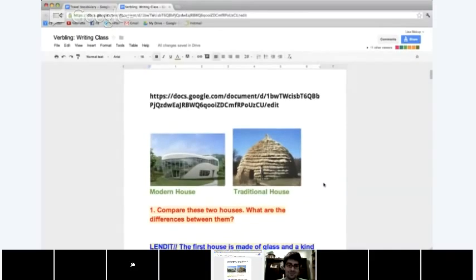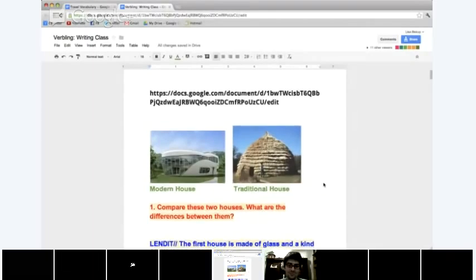Yeah, it does look like a spaceship. Isn't there a French architect who made houses like that? Did you guys ever learn about that? Le Corbusier or something like that? I don't know. Are there any mistakes in my text?